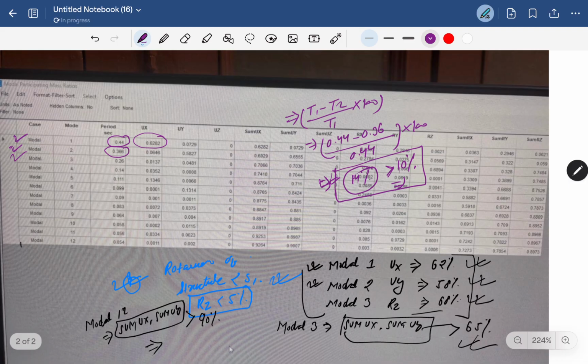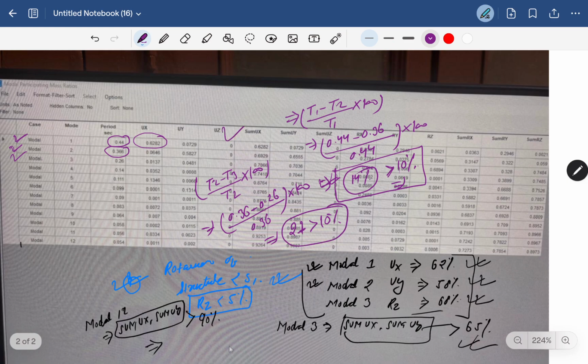Now model 2 and model 3 we check. So (t2 minus t3) divided by t2, into 100. Just put the value of this. t2 is 0.36, t3 is 0.26, divided by t2, which is 0.36, and into 100. So just multiply, and you will get approximately 27%. So it is also more than 10%. So our structure is safe.